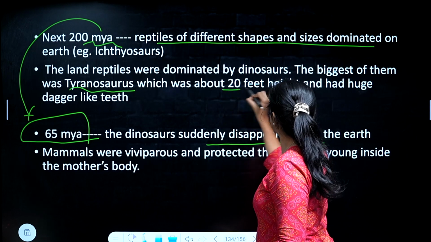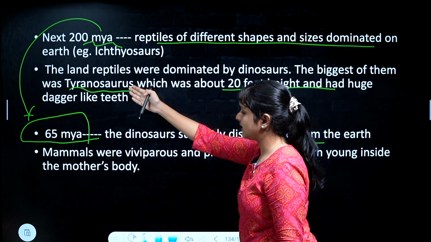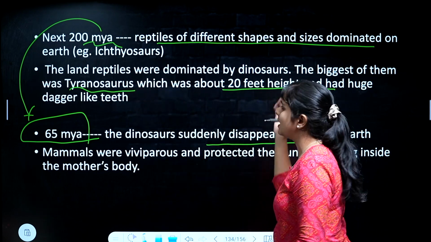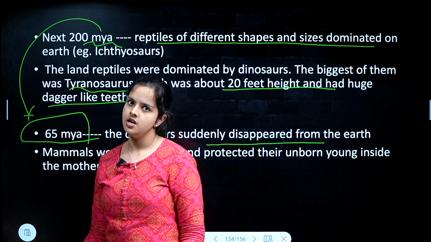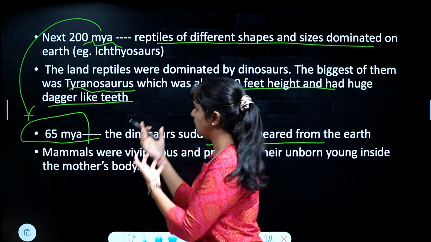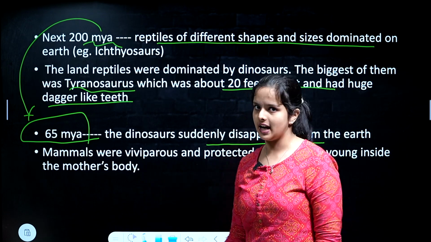Some, like Tyrannosaurus, were about 20 feet in height, and they had dagger-like teeth as well. So who could actually defeat these big organisms? Nobody could.